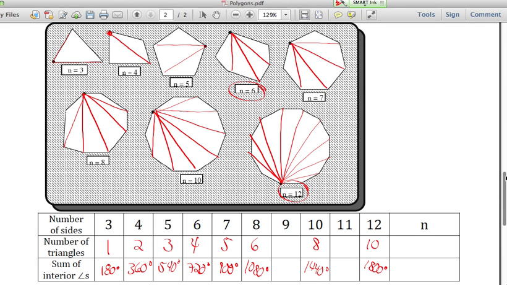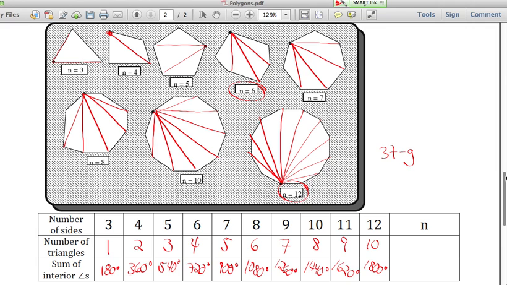Now, of course, looking at the table, we can probably recognize some patterns. If it has 9 sides, even though we don't have a picture, there's going to be 7 triangles in there. And if we have 11 sides, then we're going to have 9 triangles. And if each one is worth 180 degrees, then this will be, let's see, 1,260 degrees. And this will be 1,620 degrees.